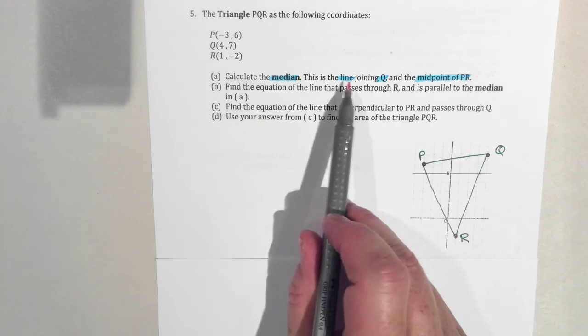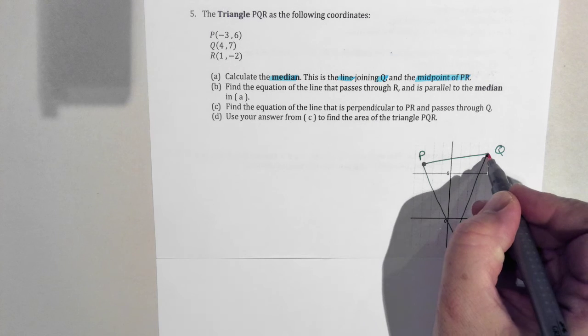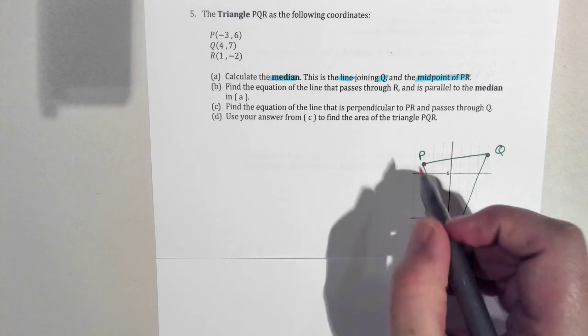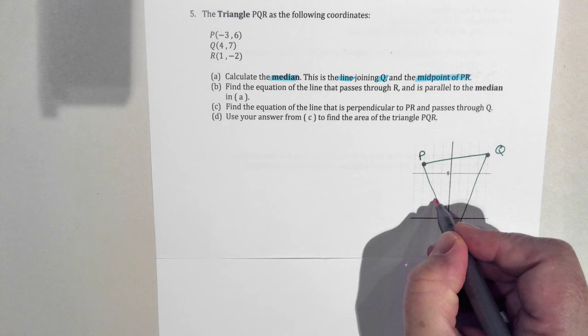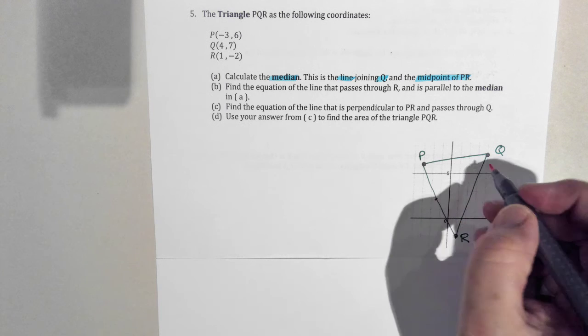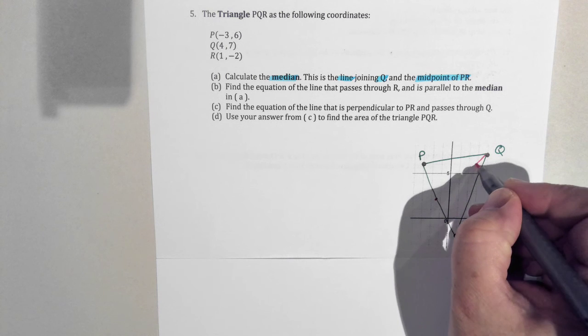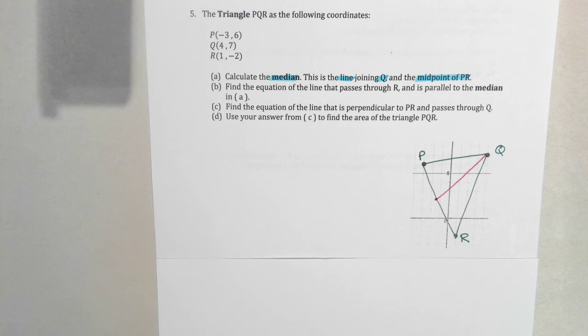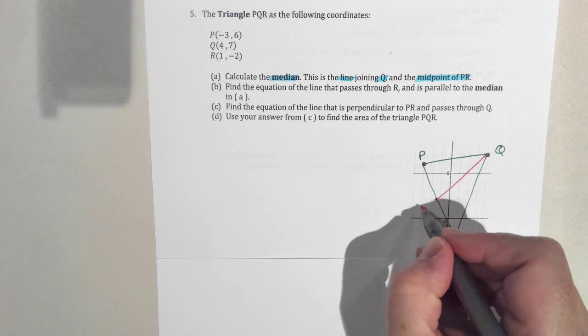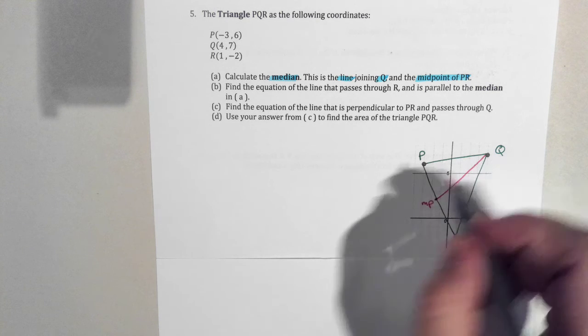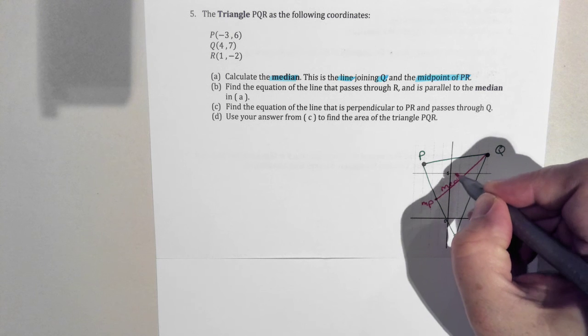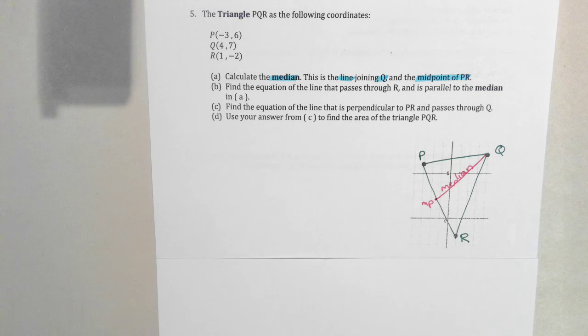So let's have a look at where that would be. So it's talking about Q. Okay, well there's Q and the midpoint of PR. So there's PR and we want the midpoint of that somewhere here. And it wants a line going from there, Q, to that midpoint there. Okay, so there's our midpoint. And that line there is called the median. And that's what we're being asked to find.